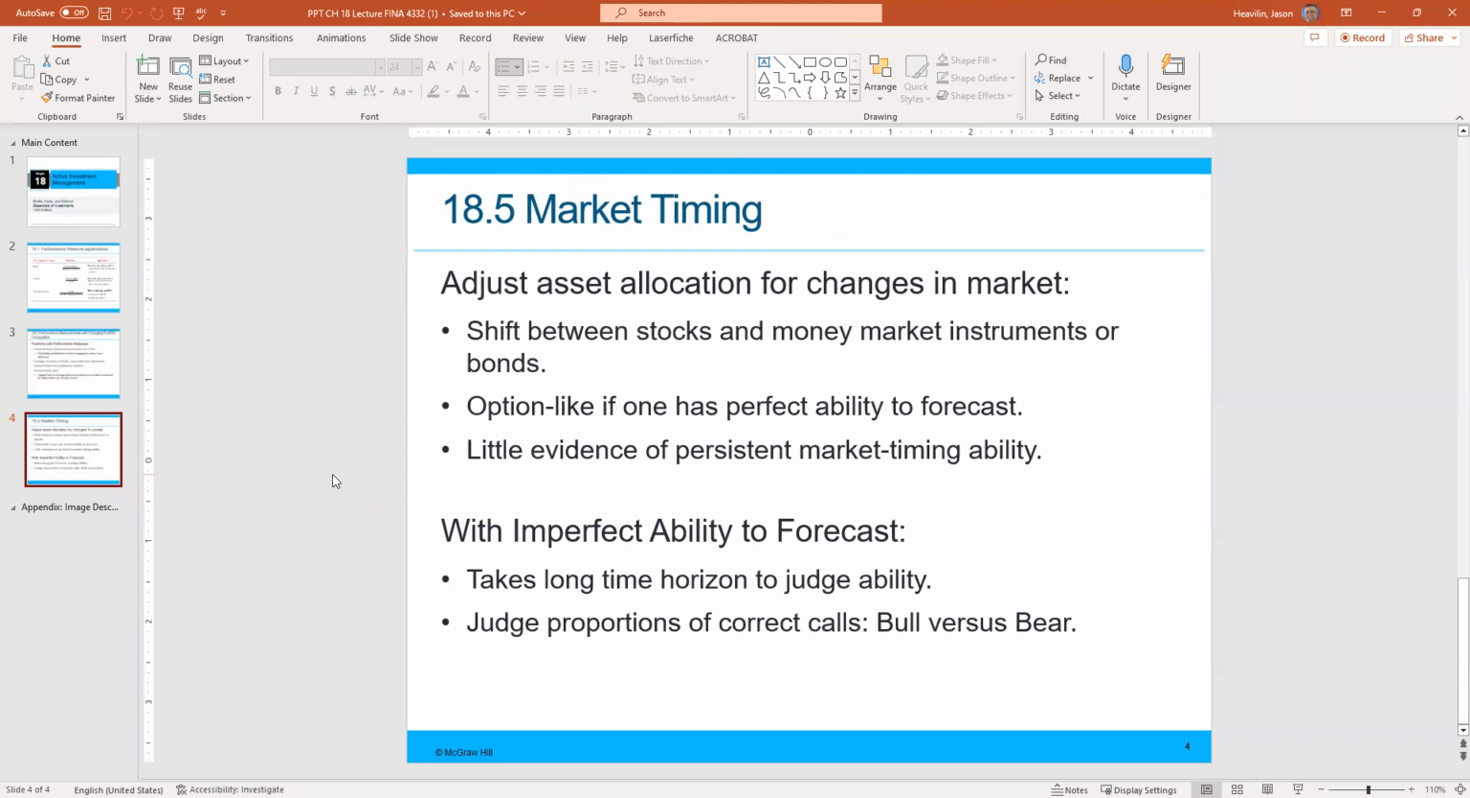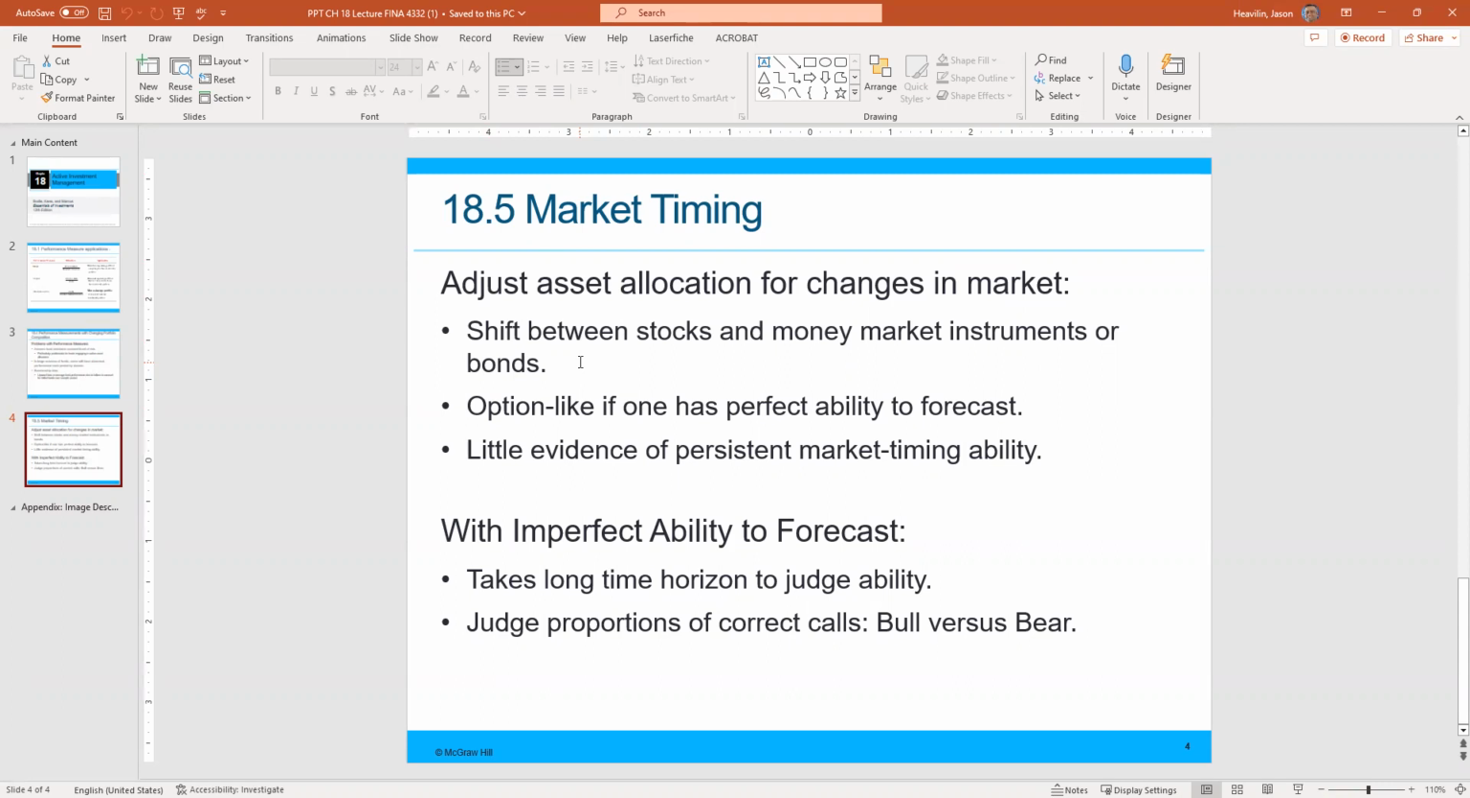Market timing, just like it sounds: people that practice active management are trying to time the market, meaning that the market goes up and down, and they're trying to guess ahead of time if it's going to go up, when it's going to go up, how much it's going to go up by, and all those things, and vice versa also. Is it going to go down? When is it going to go down? By how much? So what you do is you adjust the asset allocations for changes in the market. A typical thing is when the stock market is going down, people shift from stocks to bonds for safety. That's what we're talking about here, shifting between stocks and money market instruments or bonds. When the market starts going back up, people then get out of bonds and shift into stocks.